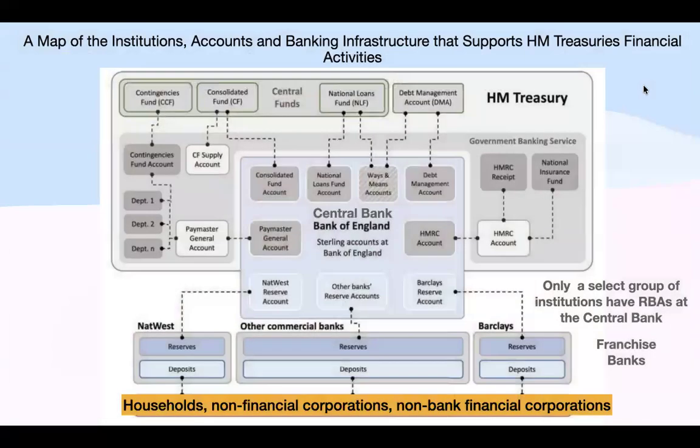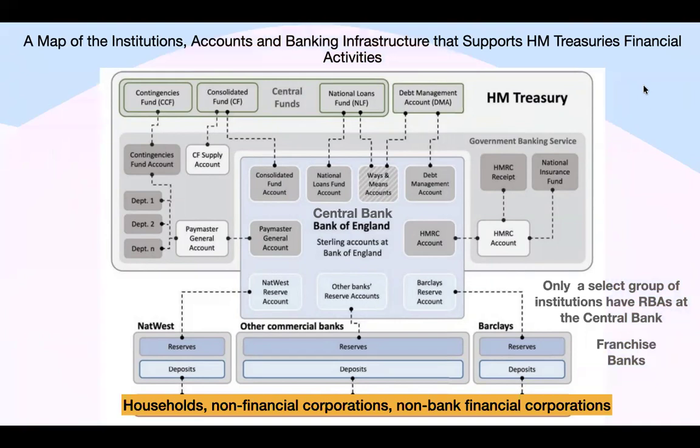So here's a map of the institutions, accounts, and banking infrastructure that supports HM Treasury's financial activities. HM Treasury has a number of different funds: the Contingencies Fund, the Consolidated Fund, the National Loans Fund, which is where all the bonds are, and the Debt Management Account. I won't go into the detail of the funds too much, because the important thing is that in order to do any of its operations, the Bank of England has to have the accounts belonging to the government.